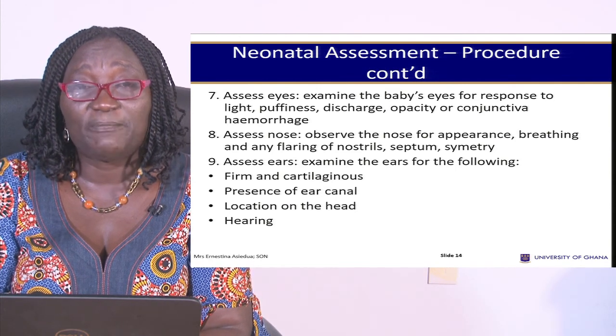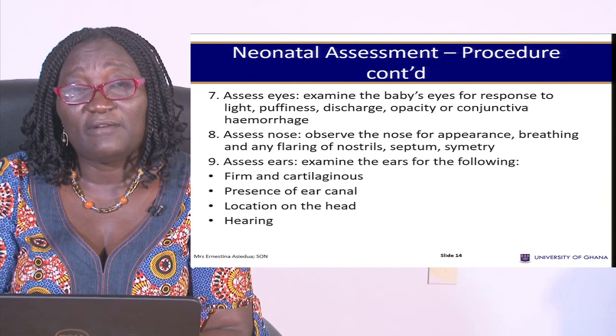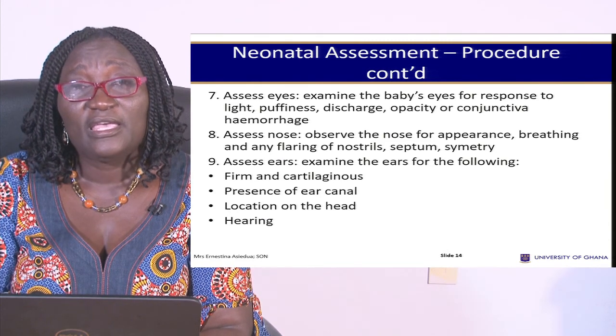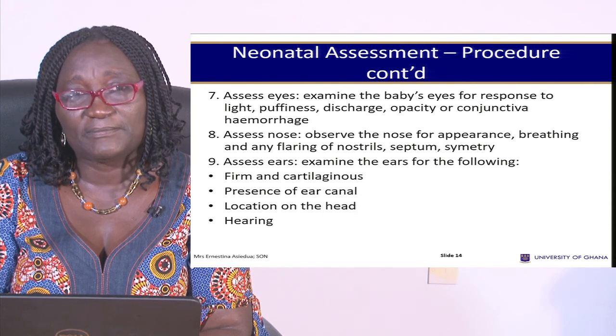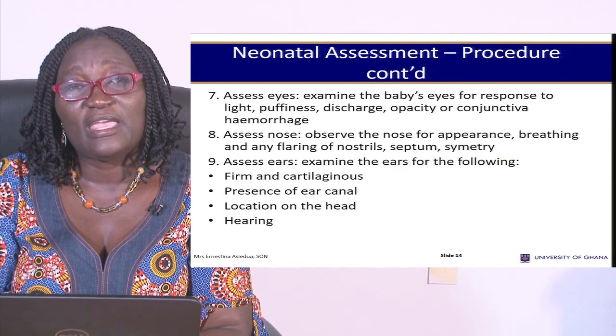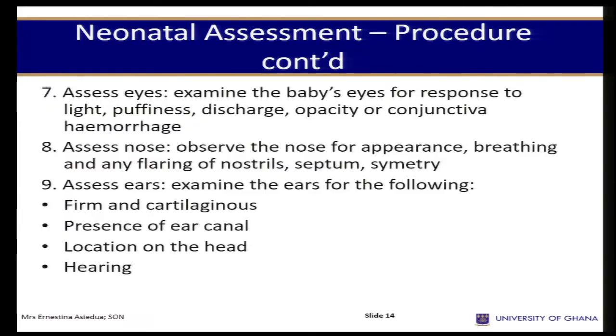We know that the pinna should be at the level of the contours of the eye. If the ear is low set, it means that the baby may have a congenital abnormality. And then you look at the hearing of this baby.